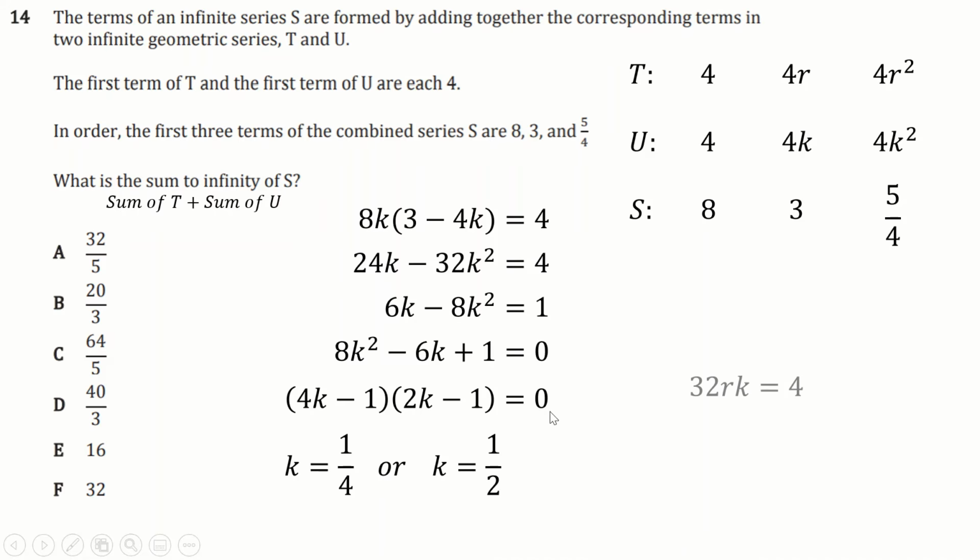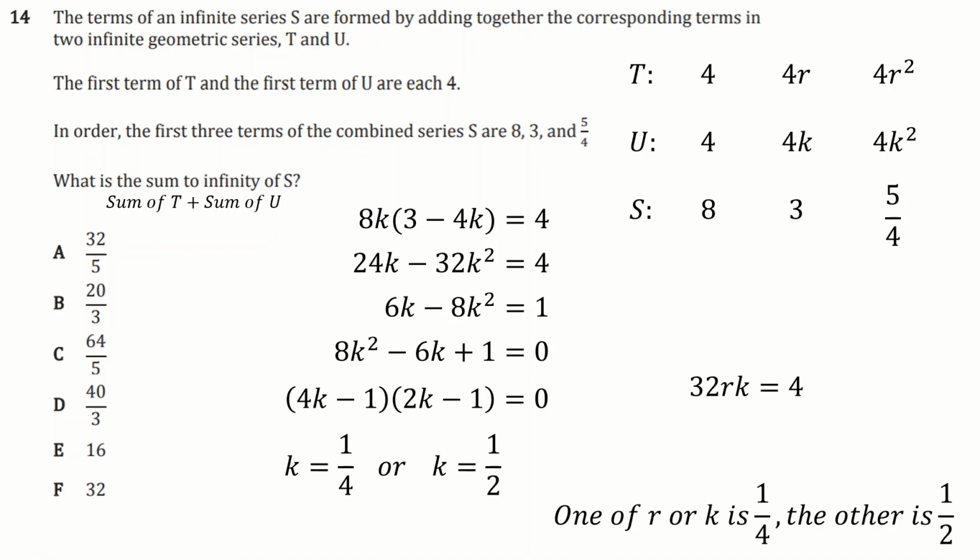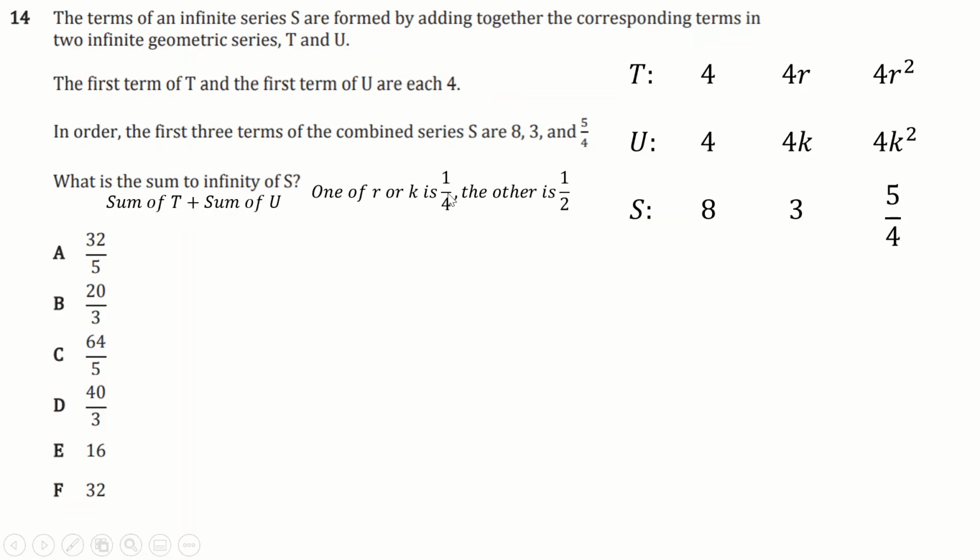What's going on is when you go back into the equation, when you try and find R by just going into one of your equations, when you put in K as a quarter, you get R as a half. And when you put in K as a half, you get R as a quarter. So all this is saying is that it didn't matter which order I wrote R and K here. I could have made K the first sequence and R the second, or I could have made R the first and K the second. It doesn't matter. It's just that one of them is a quarter and one of them is a half. But because it's a nice symmetrical problem, it doesn't matter which. So one of R or K is a quarter, the other is a half. I'm just going to choose R to be a quarter.